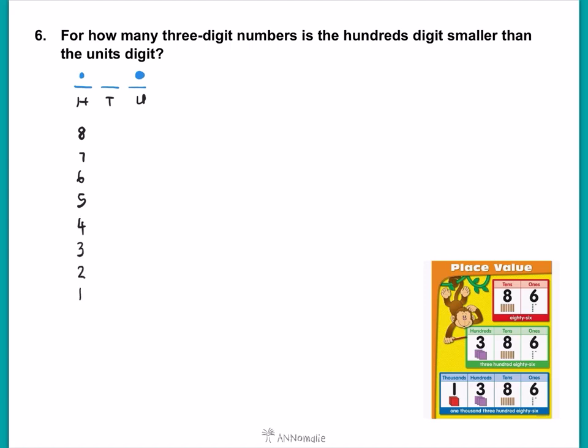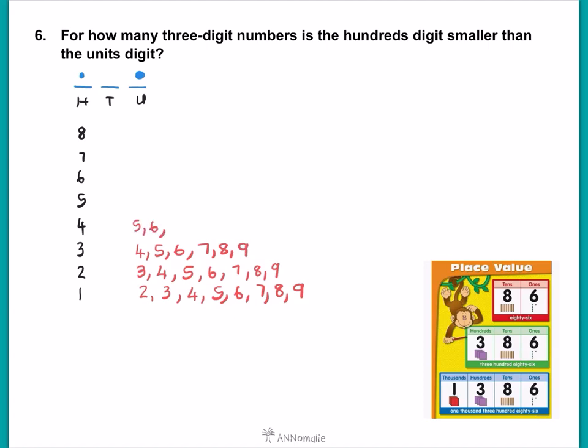So if the hundredths digit is a 1, the units digit could be a 2, 3, 4, 5, 6, 7, 8, 9 in order to be bigger. And we move up like that, and every time it becomes easier or one less digit that will make the units digit bigger. So when the hundreds digit is a 3, the units digit could be a 4, 5, 6, 7, 8 or 9. If it's a 4, it could be a 5, 6, 7, 8 or 9. 5, 6, 7, 8 or 9.